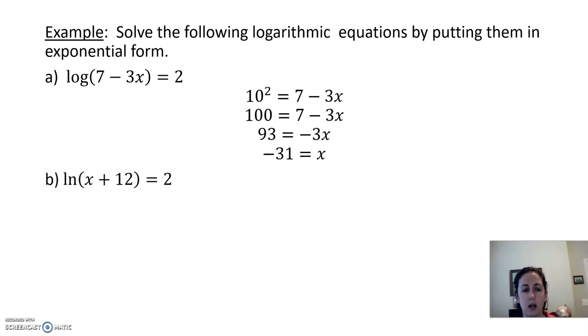Here we have the natural log of x plus 12 equals 2. The base of the natural log is e, so we'll have e raised to this exponent will give me this result, or that e squared equals x plus 12. We'll subtract 12 from both sides, and we get that e squared minus 12 is the exact answer. Now, if you want, you can put this in your calculator. You can take e squared and subtract 12 to get a decimal approximation of about negative 4.61.